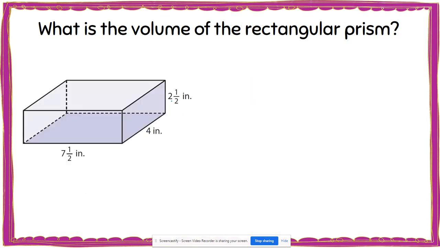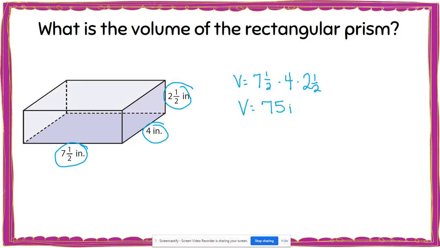For this rectangular prism, I have a length of 7.5, a width of 4, and a height of 2.5. So to find the volume, I will multiply 7.5 times 4 times 2.5. And you can use your calculator for this. So when I multiply these, I get a total of 75 inches cubed. So that means that this rectangular prism has a volume of 75 inches cubed.